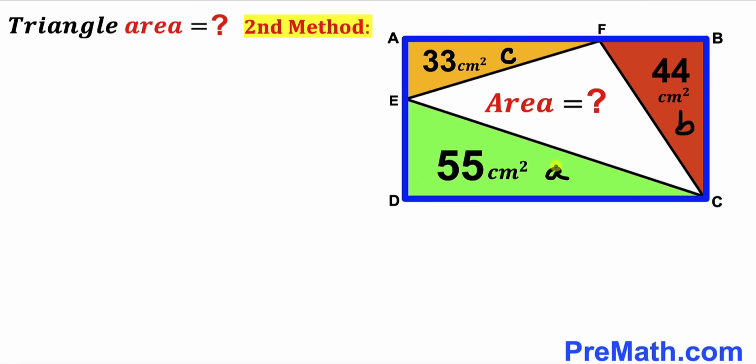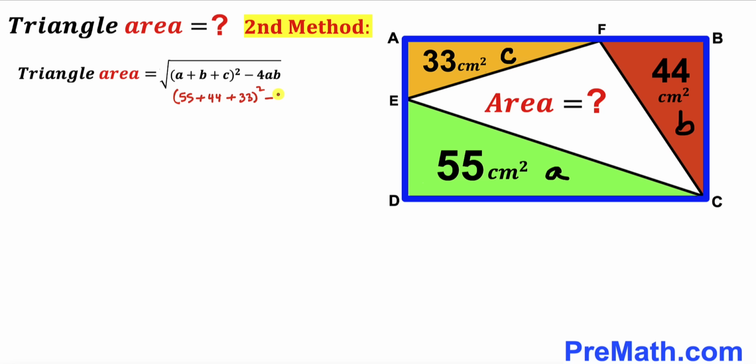Then we can see our lowercase a value is 55, lowercase b value is 44, and lowercase c value is 33. And here's the magic formula that we'll be using to calculate the area of the white triangle. The white triangle area is going to be the square root of a plus b plus c whole square minus 4 times ab. And we know our a value is 55, b value is 44, plus c value is 33 whole square minus 4 times a value 55 times 44, as you can see after the substitution.